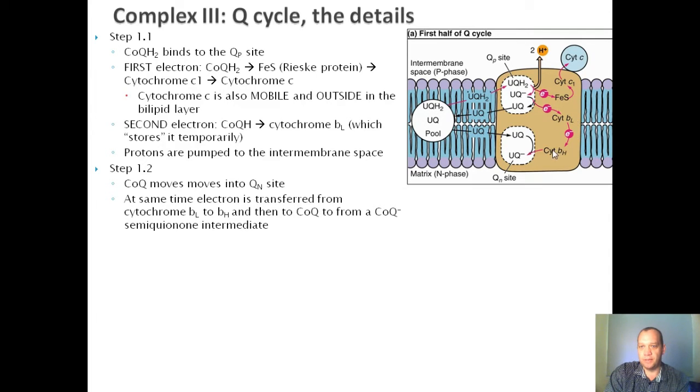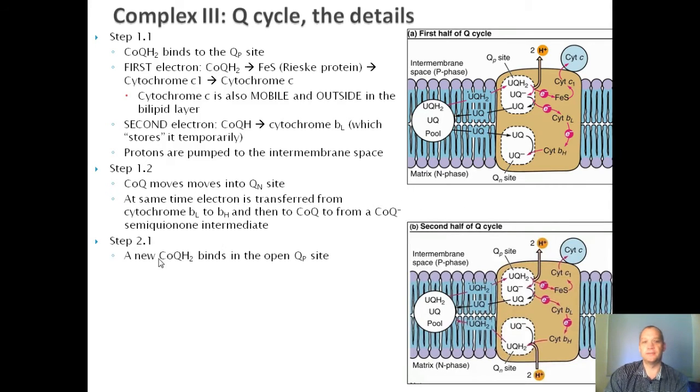So it moves through this pathway onto this oxidized coenzyme Q, and it forms this semiquinone intermediate. Now, the second half of the Q cycle starts with a new reduced coenzyme Q binding in the QP site. Obviously, the original reduced coenzyme Q that became oxidized in the QP site in the first half of the Q cycle gets released once it's oxidized. That leaves the site open for a new reduced coenzyme Q to come and bind into this site.